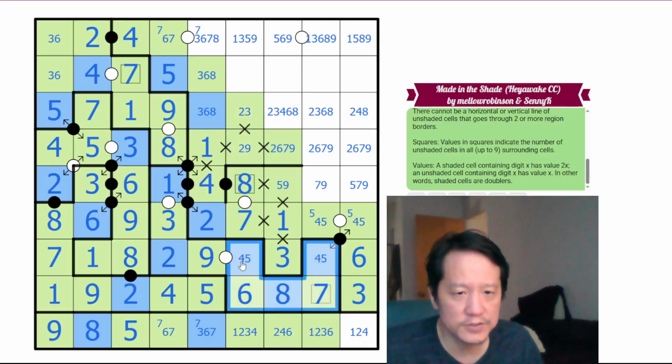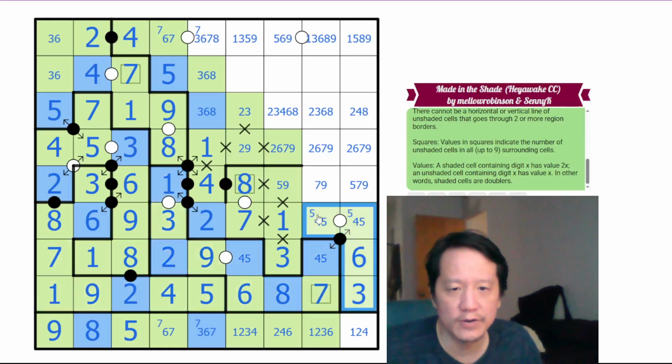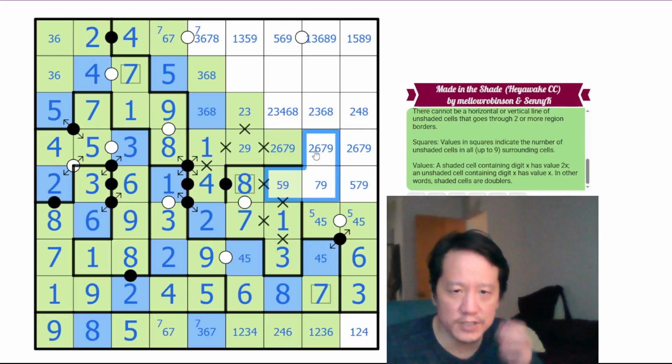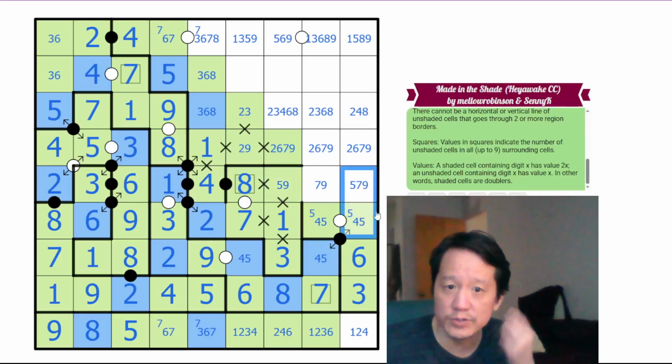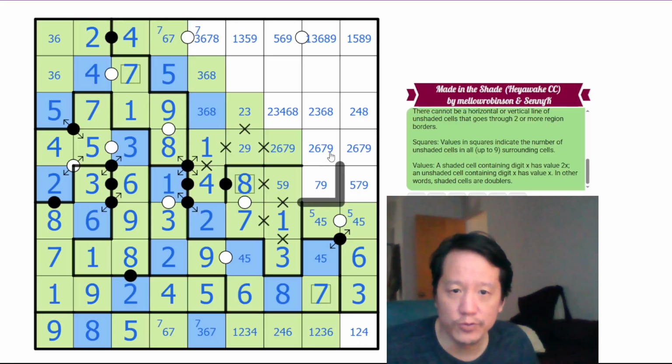So this is done as a region. This is done as a region. This has to go out here. And this cannot be part of the same region as this. So this must be a border. This has to be able to extend out here. This has to be able to extend out here. So we have border here, border here.